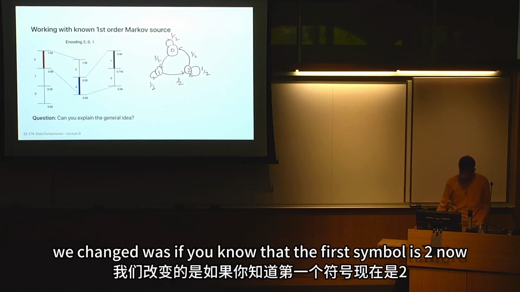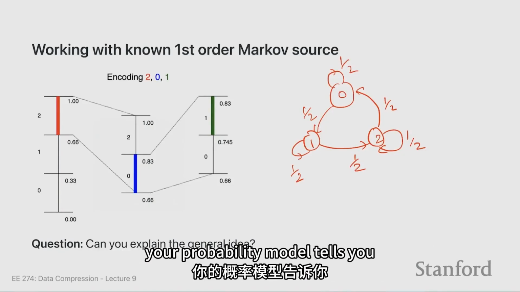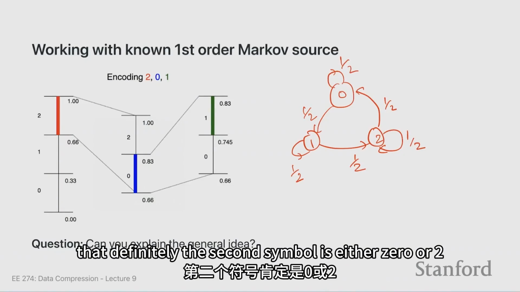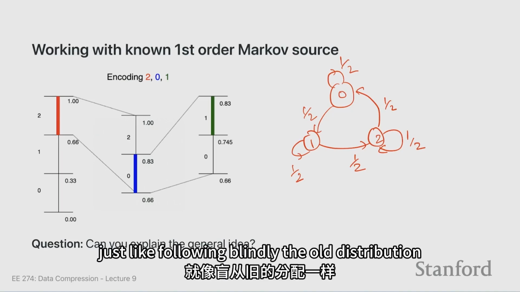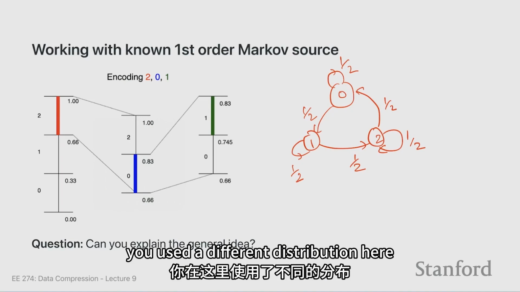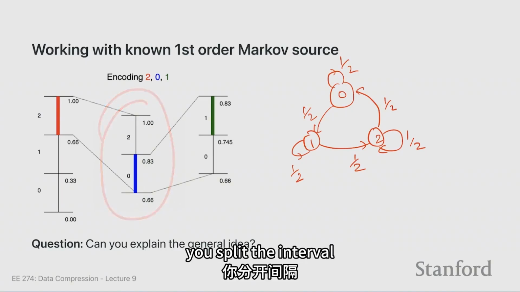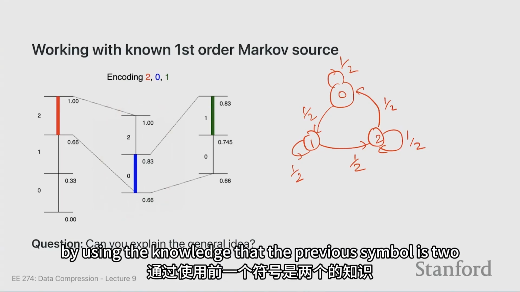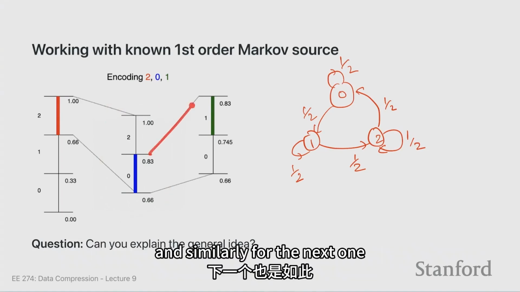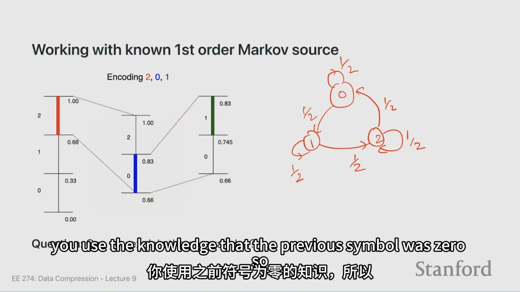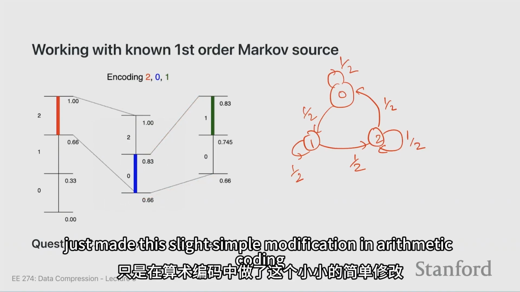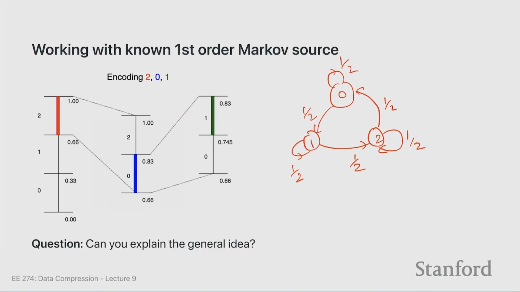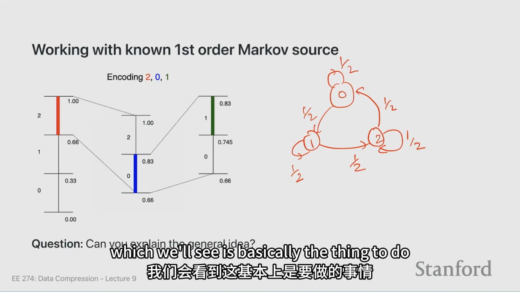What we changed was, if you know that the first symbol is 2, now your probability model tells you that definitely the second symbol is either 0 or 2 with half probability. So rather than following blindly the old distribution, you used a different distribution here. You split the interval according to the conditional distribution, using the knowledge that the previous symbol is 2. And similarly for the next one, you use the knowledge that the previous symbol was 0, so the next symbol can be either 0 or 1. You just made this slight simple modification in arithmetic coding, which we will see is basically the thing to do.